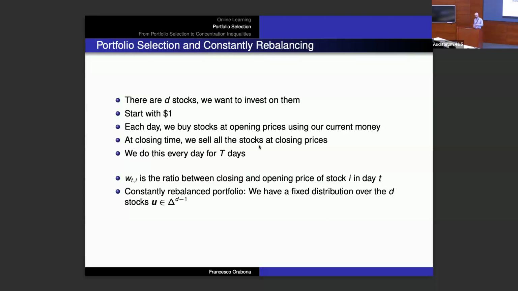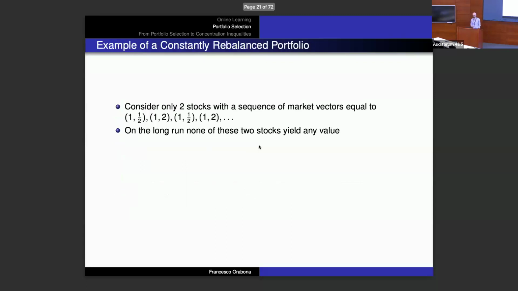Okay. So why does this work? Let me show an example. It might not be immediately intuitive why this algorithm will extract money from a market that just goes up and down. Let's say that you just have 2 stocks, and the market gains, the w, in each day are just 1, 1/2, 1, 2, 1, 1/2, 1, 2.